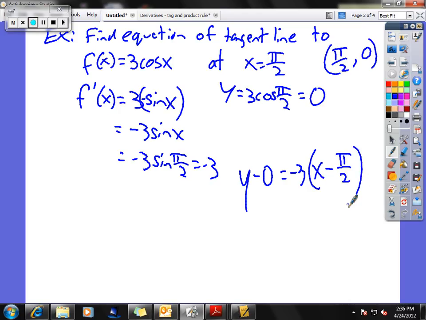Okay? Would you need to continue and simplify that? If it's a multiple choice, you probably need to. If it's not multiple choice, you can leave it like that. So, to simplify that, would it just be y equals negative 3x plus 3 pi over 2? Yeah, so that you can simplify. y equals negative 3x plus 3 pi over 2. Okay. That is the equation of the tangent line to this curve at this point.